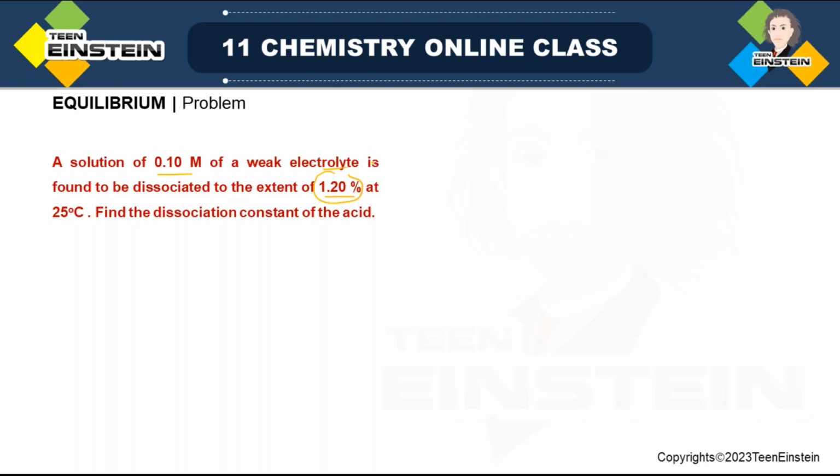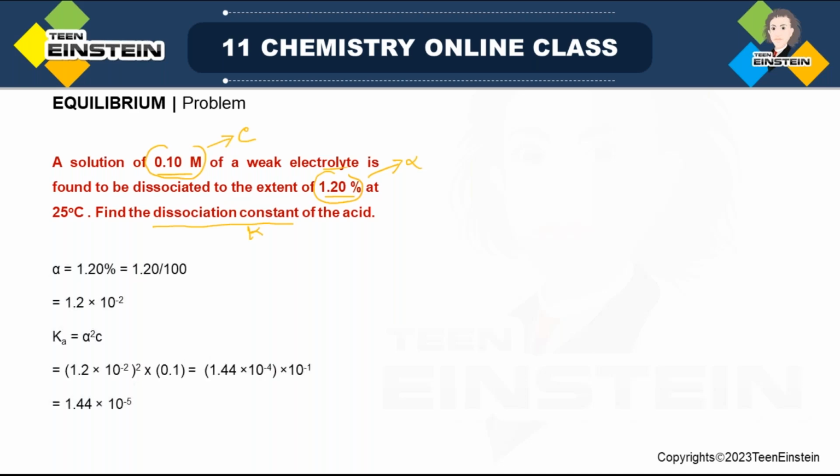See, this value is so small. This is actually alpha in terms of percentage. And molarity is given. That means this is nothing but C. So you know C, you know alpha. You have to find out dissociation constant. I am writing here K because we do not know whether it is acid or base. So I am not using any subscript A or B. So two values are known, we have to find K. And that we will do in this way.